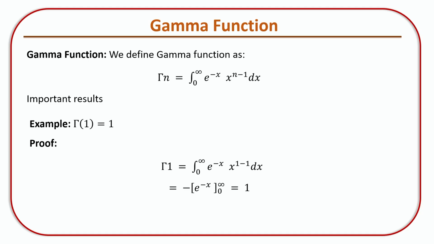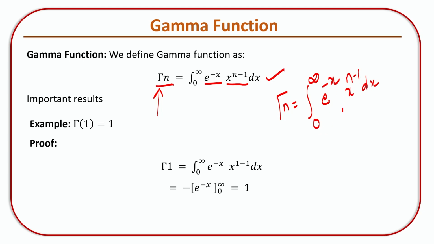We define the gamma function as gamma n. Look at the symbol of this. Gamma n is equal to the semi-infinite integral from 0 to infinity of e to the power minus x, x to the power n minus 1 dx, right. So, that is the gamma function. Gamma function is nothing but the semi-infinite integral of e to the minus x, x to the n minus 1 dx, right.